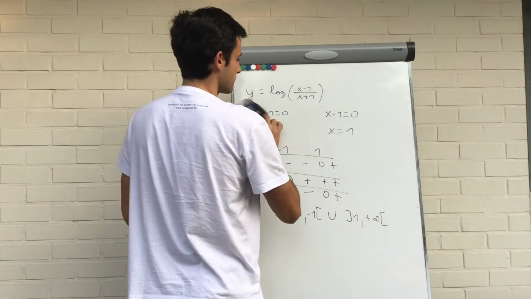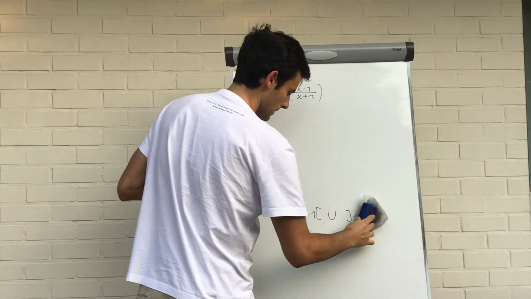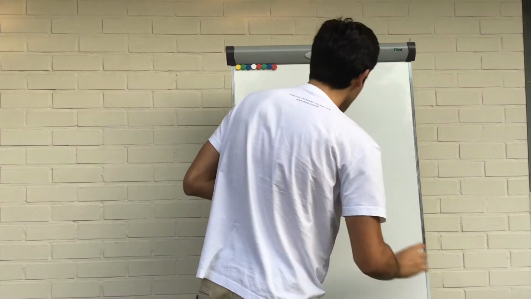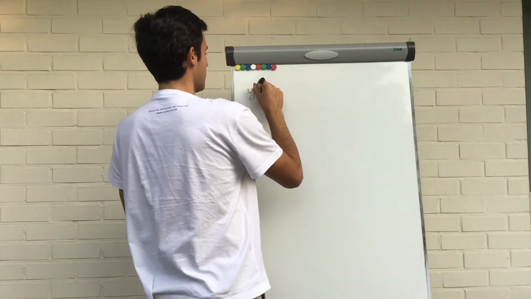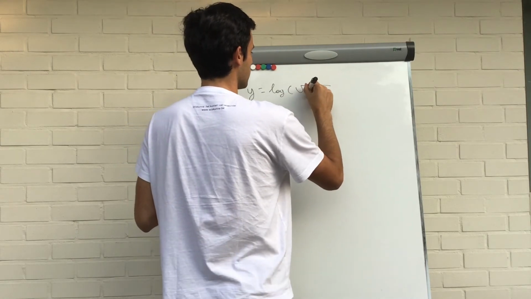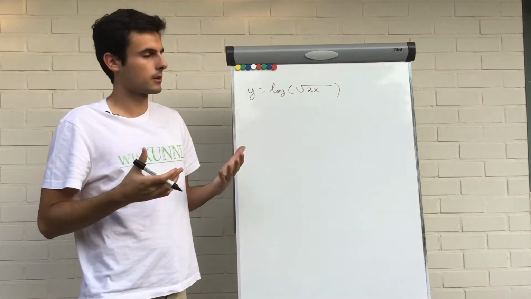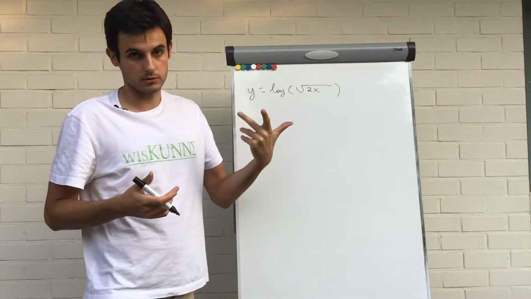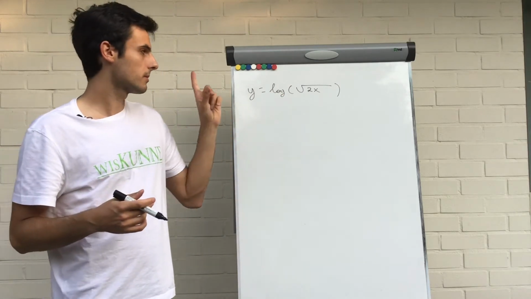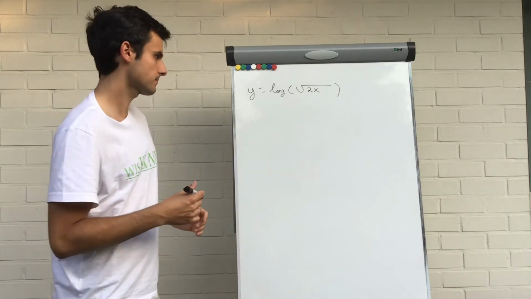Second example. Suppose we have the logarithm of the square root of 2x. Now, here the logarithm doesn't matter, because the square root is always positive. The only thing that matters is the square root may be equal to 0, but we cannot take the logarithm of 0.